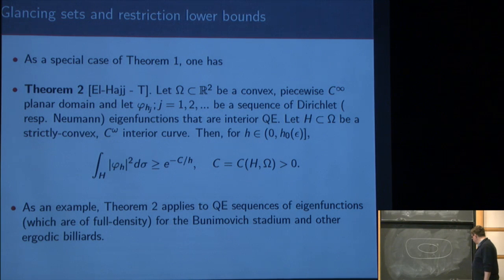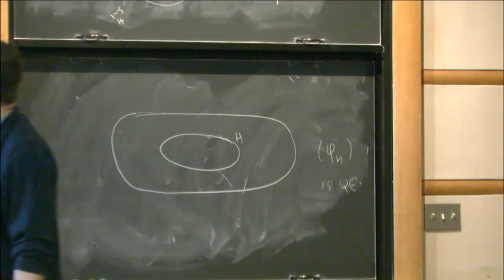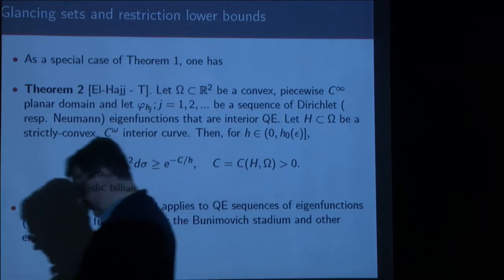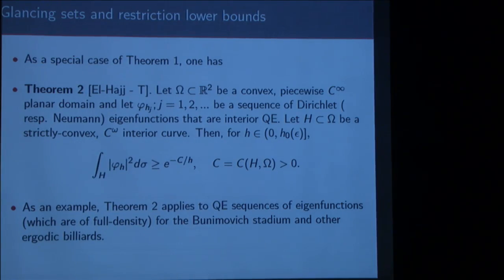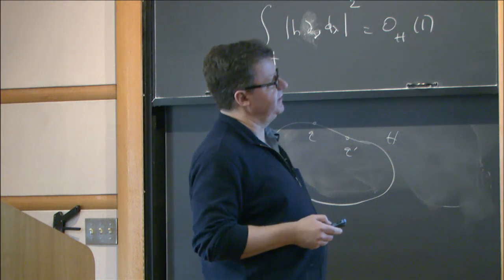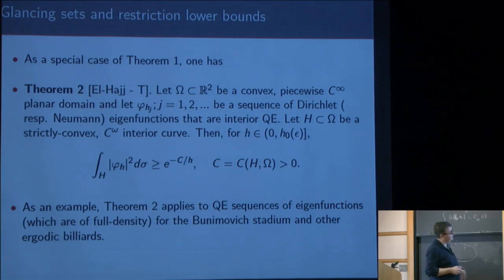And so I take a sequence of eigenfunctions, and I assume that this sequence is QE. I know that for most eigenfunctions, this is true. And then I ask the question, do I have an exponential lower bound? Do I have the unique continuation result that I want at the level of restrictions? And the answer is yes, provided H is strictly convex and real analytic. By the way, the strict convexity also appears in Rudnick and Bourgain's results on tori.